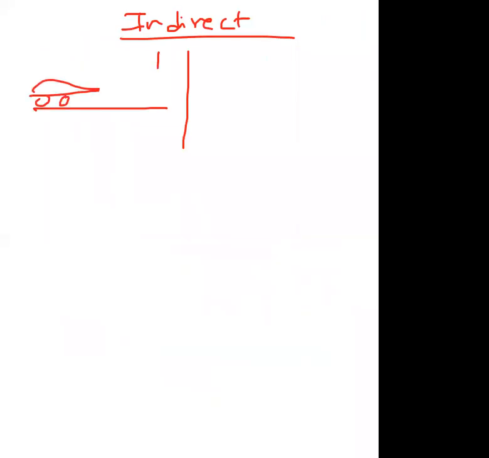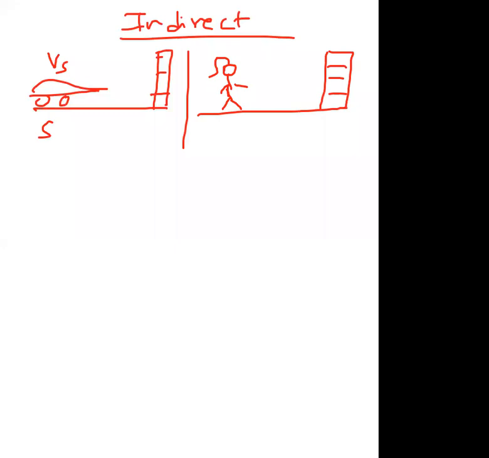Here we have to discuss indirect. In indirect, again, there are two situations. What are the two situations in indirect? The first one is car and wall, and the second one is wall and the observer, the person. So here the source with velocity Vs is going towards the wall. Here let us take the frequency as N dash.